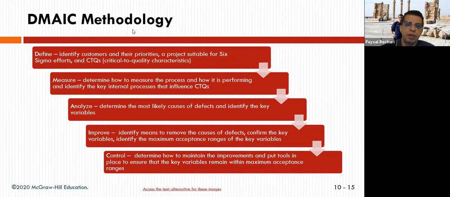So the methodology is define, which is to identify the customer and their priorities. Second is measure, which is to determine how to measure the process and how it's performed. Analyze: determine the most likely causes of defects and identify the key variables. Improve: identify means to remove the cause of defects. And then control, which is to determine how to maintain the improvement. Once you do the improvement, you need to control it to make sure it doesn't vary.